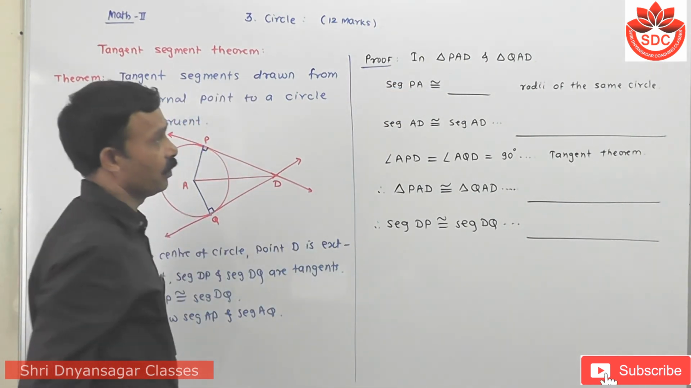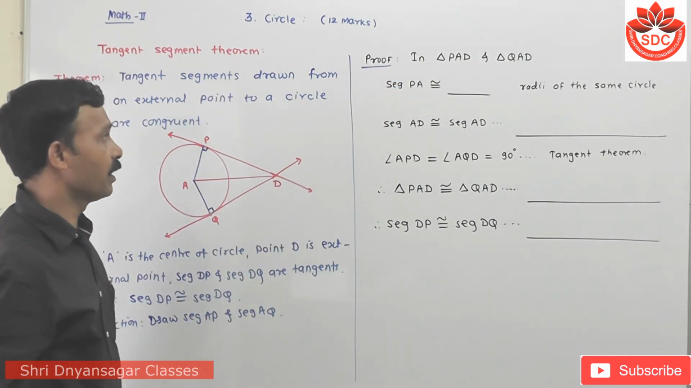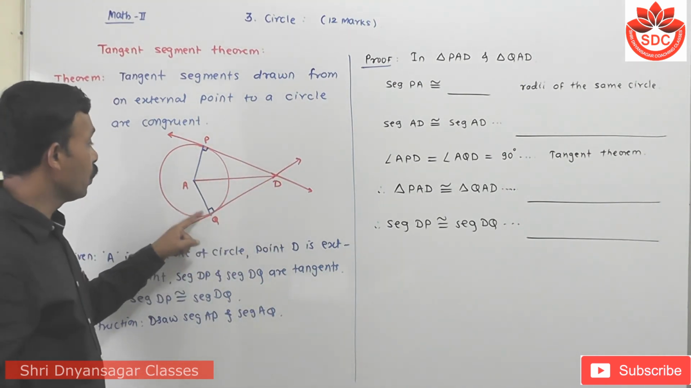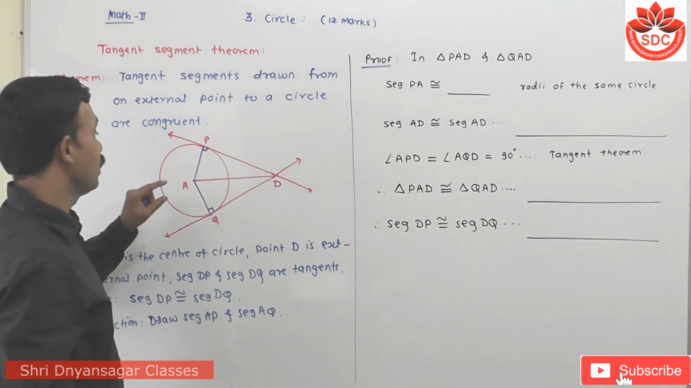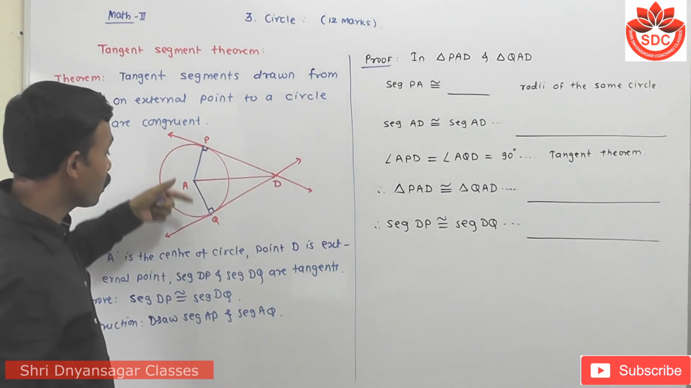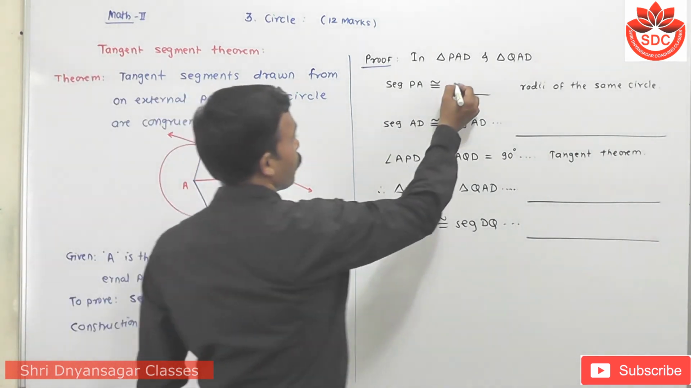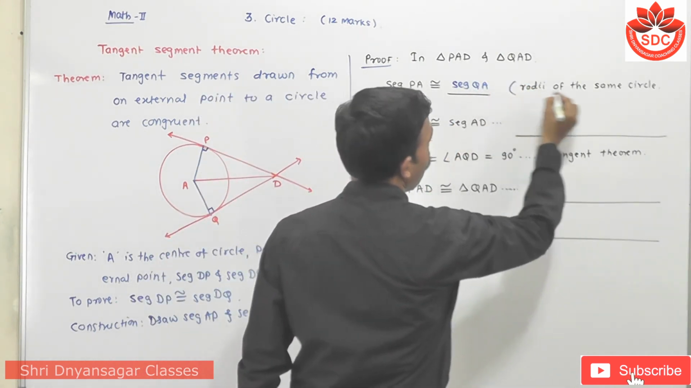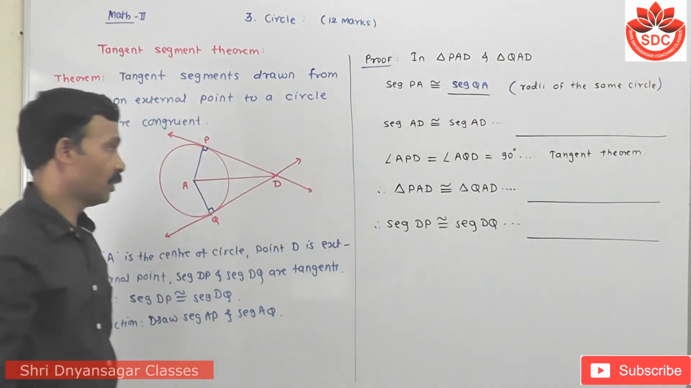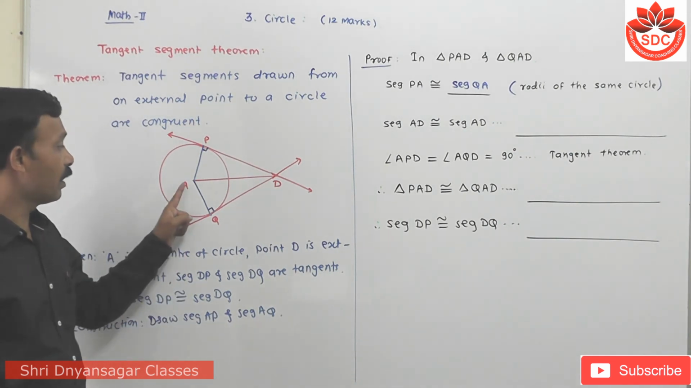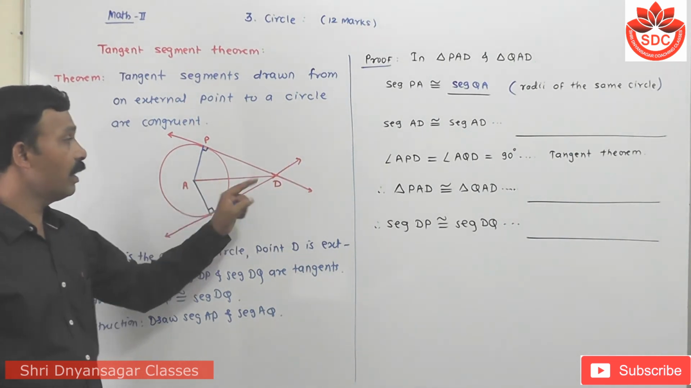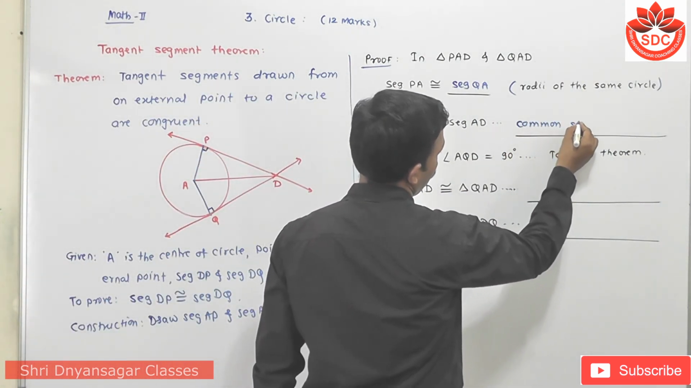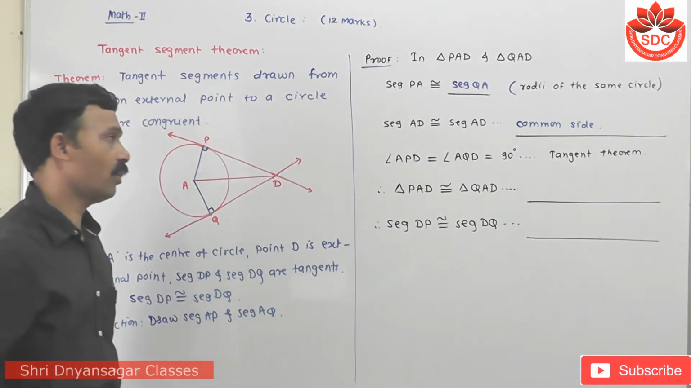Now it's proved. Look here, this is activity based. We have to fill in the blanks here. In triangle PAD and triangle QAD, look at this. Segment PA is congruent with segment QA because these are the radii of the same circle. Then segment AD is congruent with segment AD because it is a common side of the triangles.